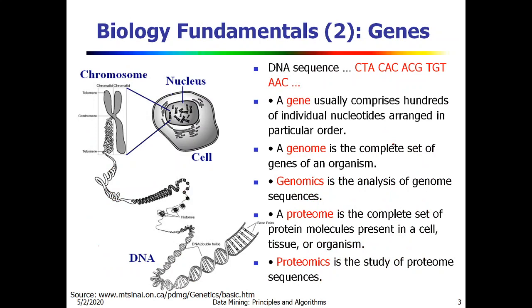Then we come to what is meant by a DNA sequence. A DNA sequence can be, for example, CTA, CAC and so on. Like this you can see a number of sequences, and a gene is usually comprised of hundreds of individual nucleotides arranged in a particular order. The genome is the complete set of genes in the organism, and genomics is the analysis of the genome sequences. The proteome is the complete set of protein molecules present in a cell, tissue or organism.